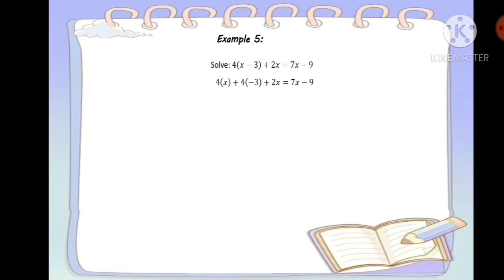4 times x plus 4 times minus 3 plus 2x is 7x minus 9. 4x minus 12 plus 2x is 7x minus 9. 6x minus 12 is 7x minus 9. Notice that the equation involves variable x in both sides. So we will make an equivalent equation that involves variable x in the left-hand side. We need to eliminate the 7x from the right-hand side. We do that by adding the opposite, which is minus 7x, to both sides.